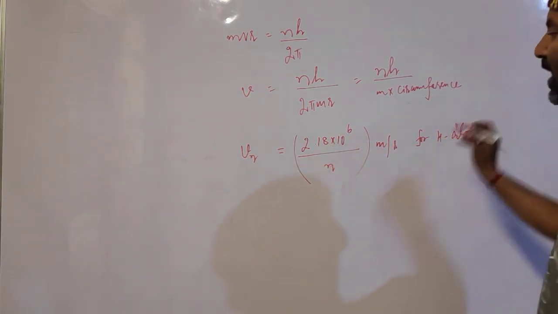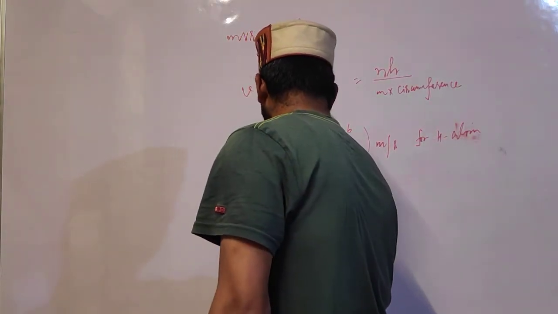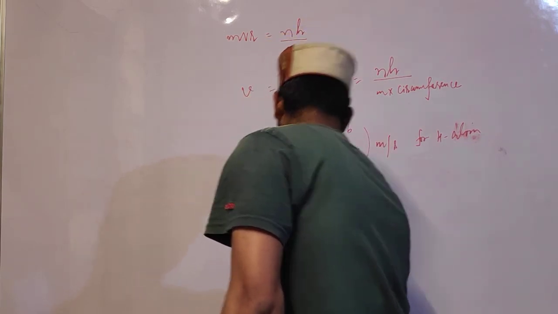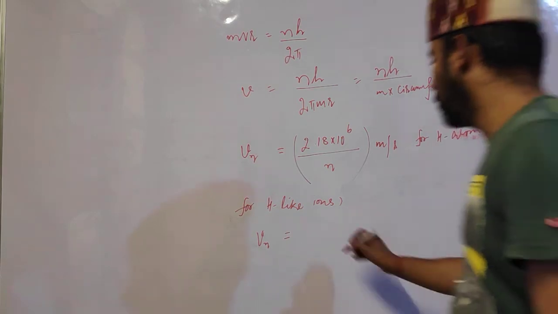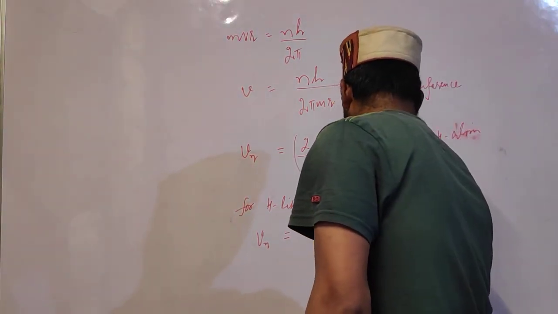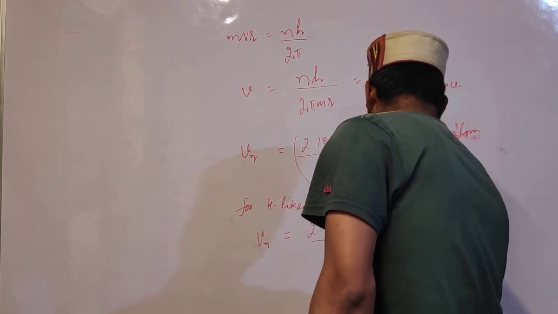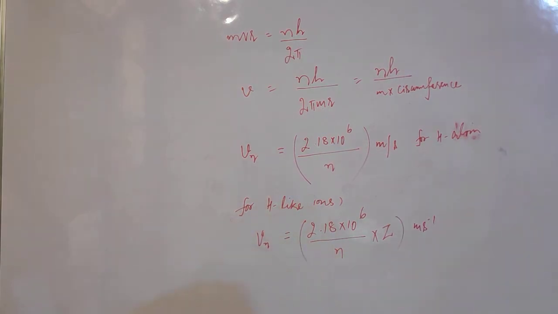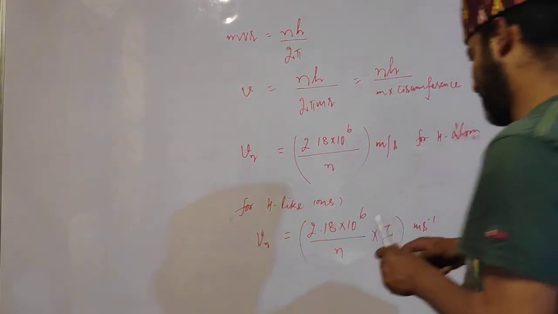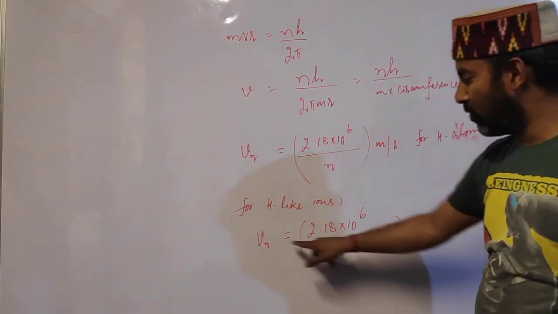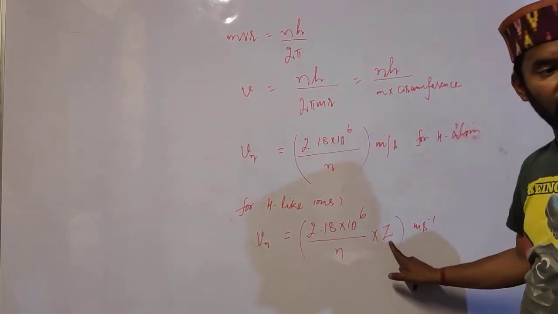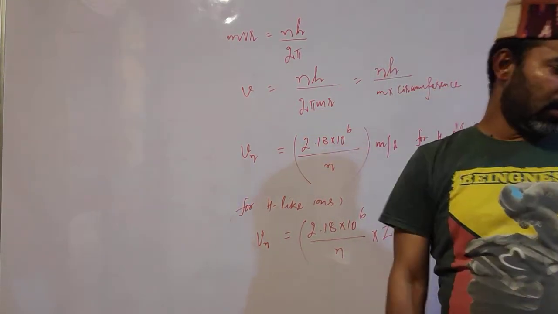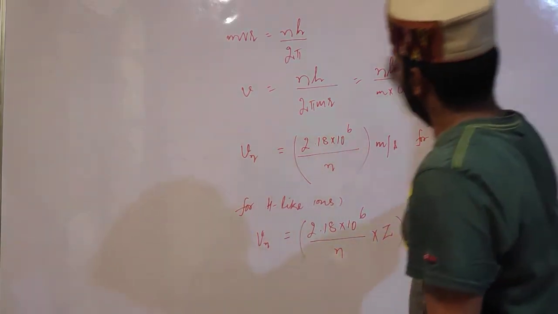Now students, for hydrogen-like ions, the value of velocity in the nth orbit would be 2.18 into 10 raised to power 6 upon n into z meters per second. So again, it means, students, that as n increases, velocity decreases, and as z increases, velocity increases. So these are some key postulates of Bohr's model.